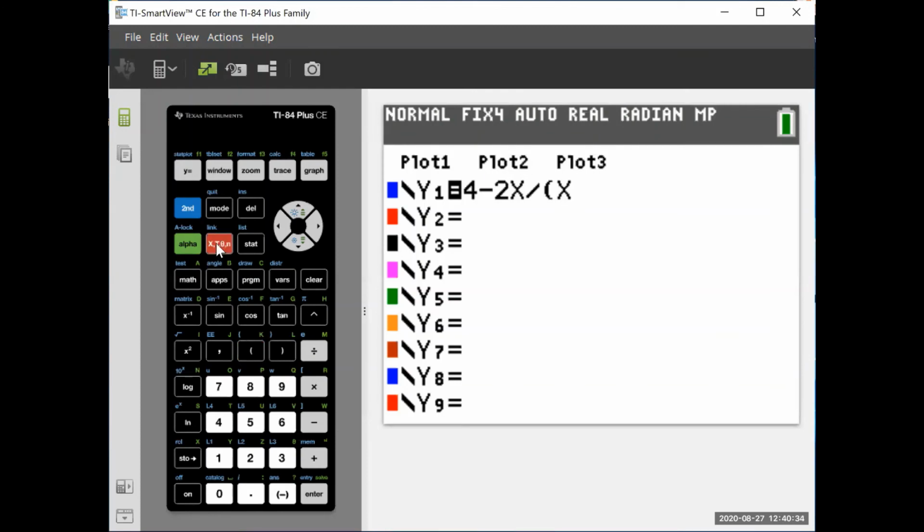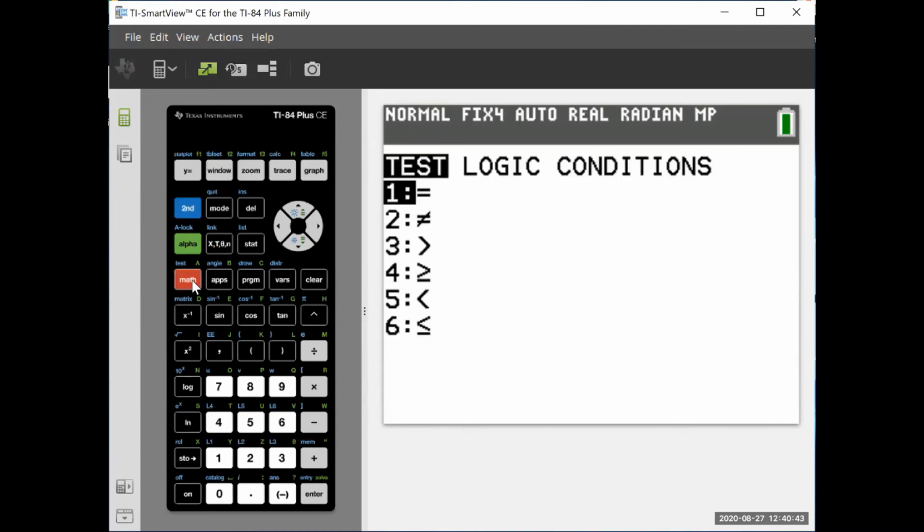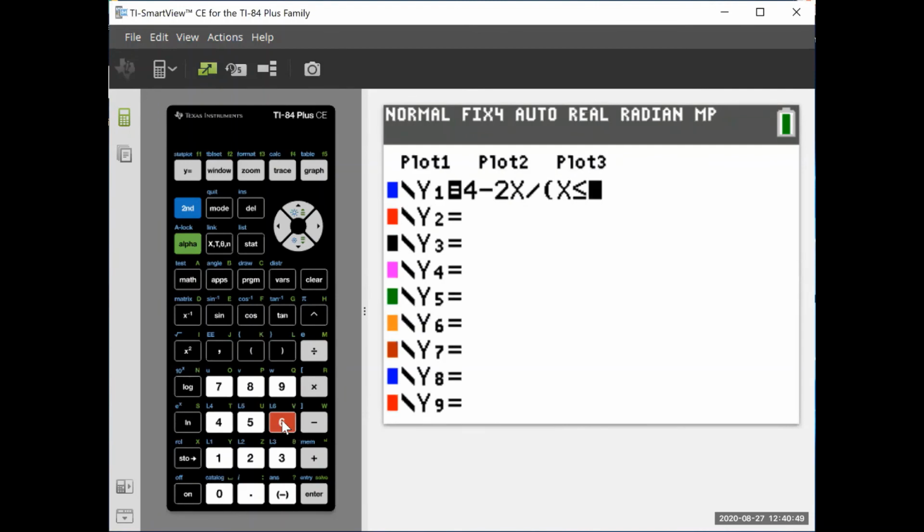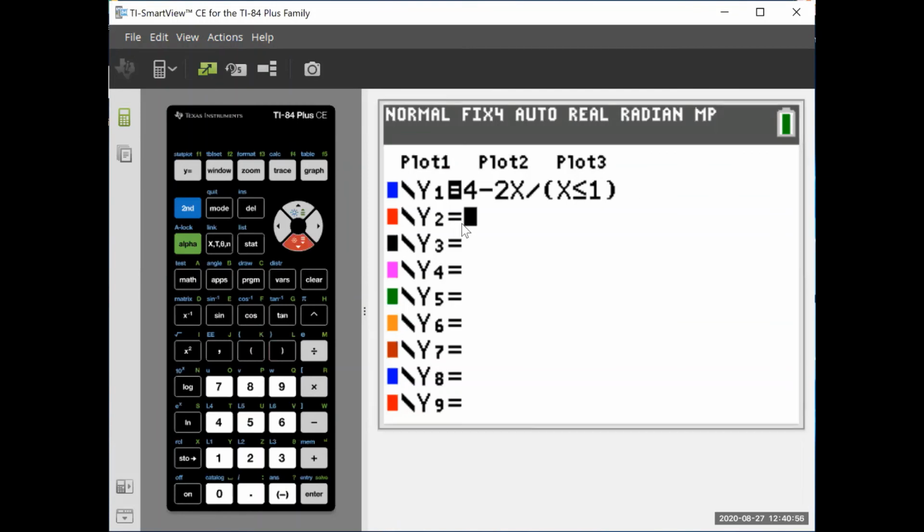Here is x. To get less than or equal to, you press second and then math. You'll see the list of inequalities. I need less than or equal to, which is number 6. Less than or equal to 1. Then close the parenthesis. Then go to the next line.